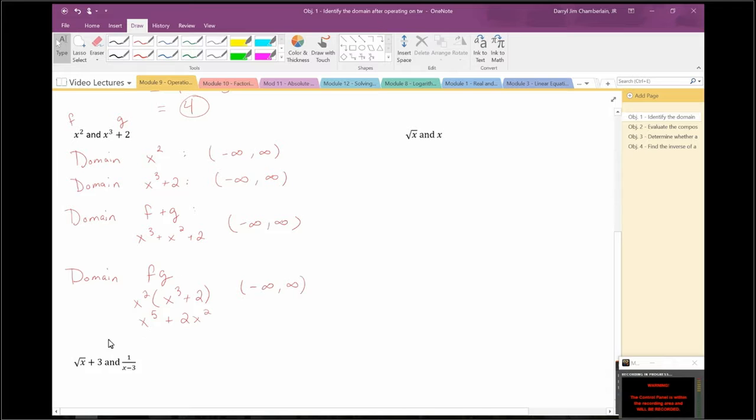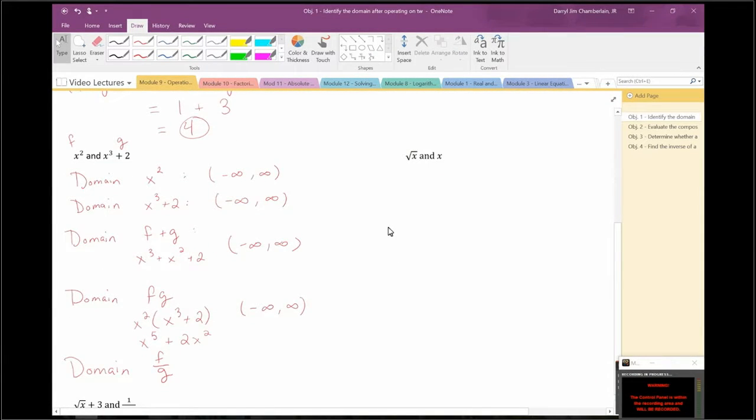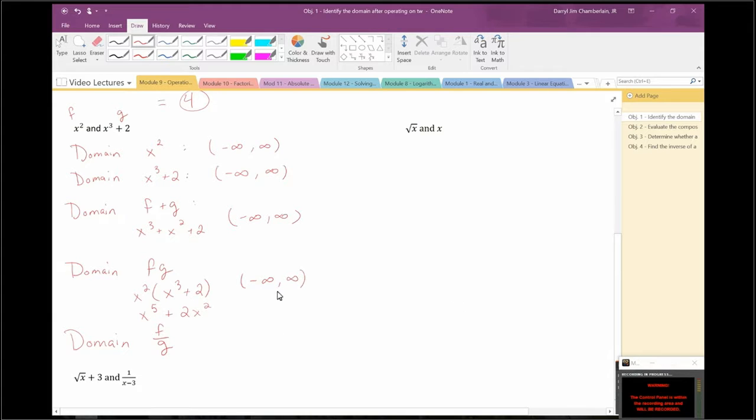Now, we do have this one little issue. The domain of f divided by g, because we'll want to make sure that g is not 0. So it'll be nearly everything, except we'll need to make sure we solve for where this is 0. Now, can we take the cube root of a negative number? Absolutely. That just comes out. So we have negative cube root of 2.